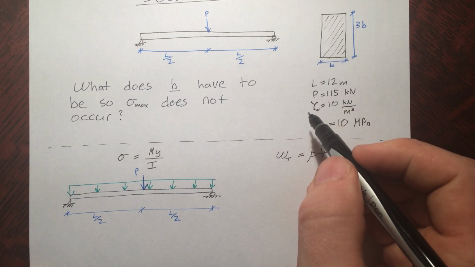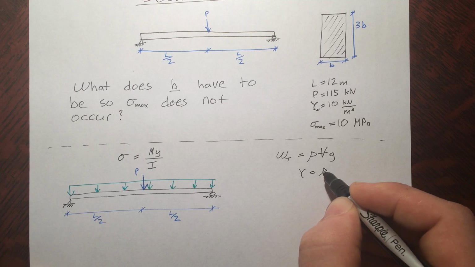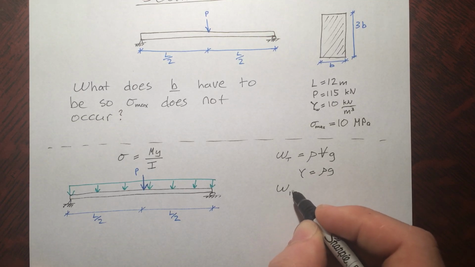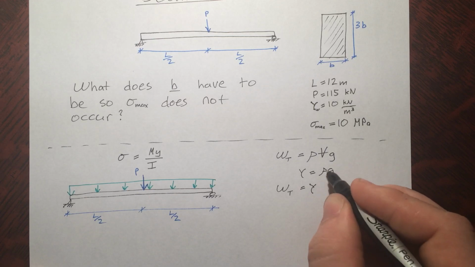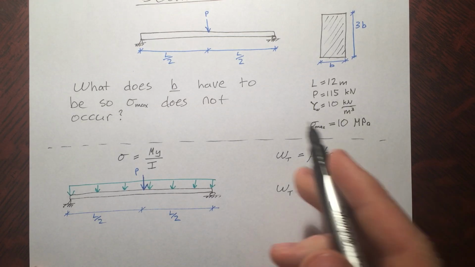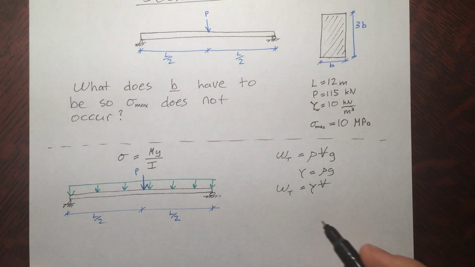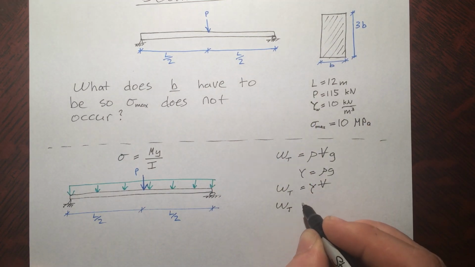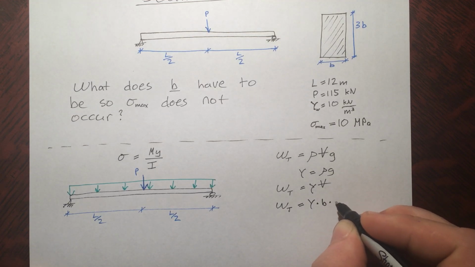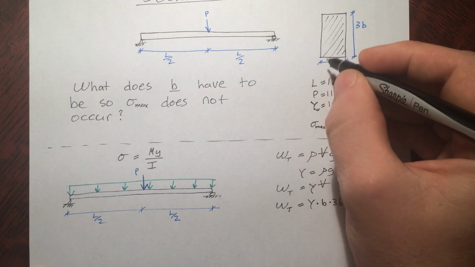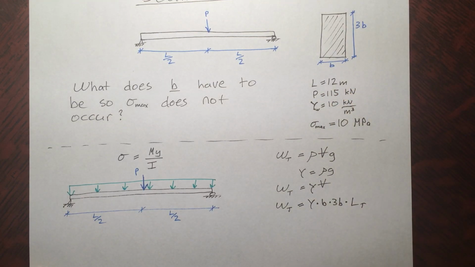Alright, now we said here, specific weight is equal to rho g. So we can say the total weight is equal to gamma times the total volume. And the volume of this beam, well, that's just going to be the length times these dimensions here. So we can write L times b times 3b, that's width times height times the total length of the beam.